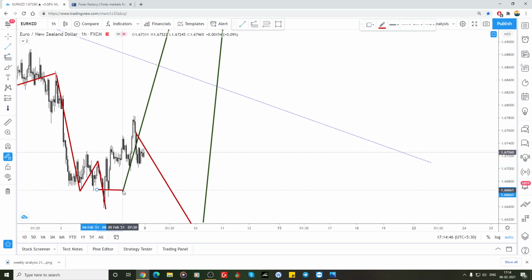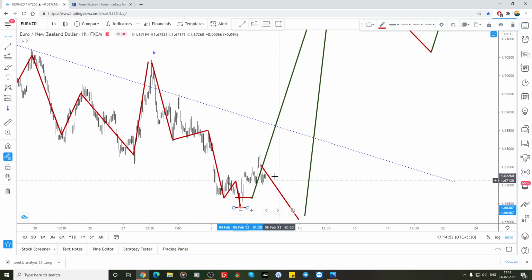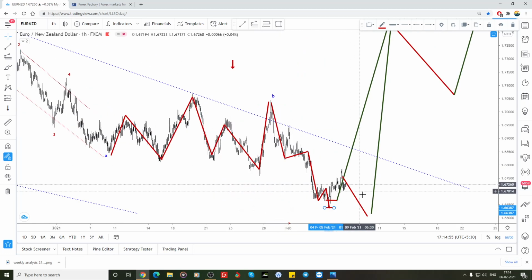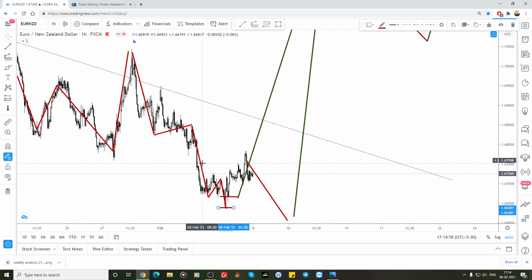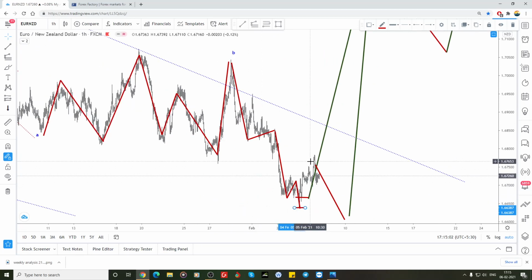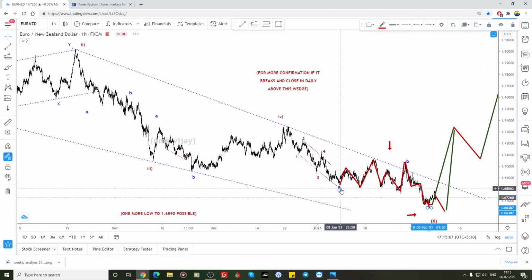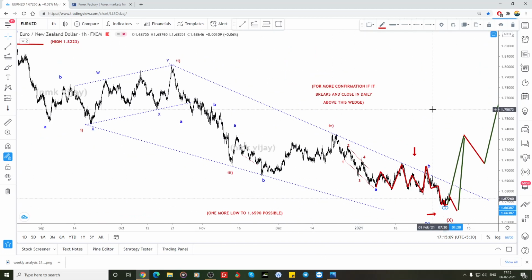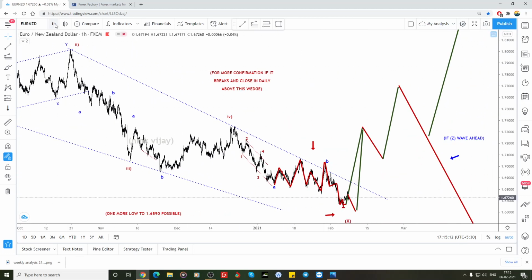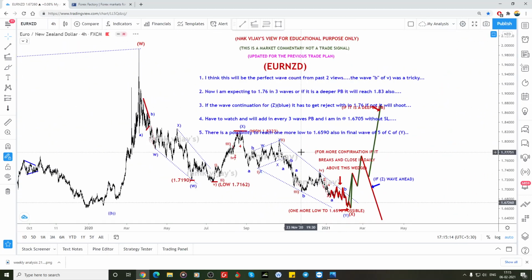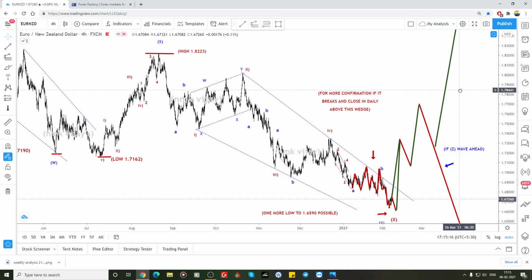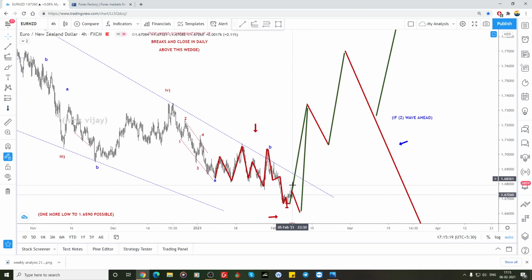I bought, placing a stop loss here, and what I said here, one more low is possible, because as I said, this could be an irregular flat also, and again it can be one more low also. So you need to be very aware. That is why I have learned a lot of things in the Elliott waves like this, because we have to consider a lot of possibilities.